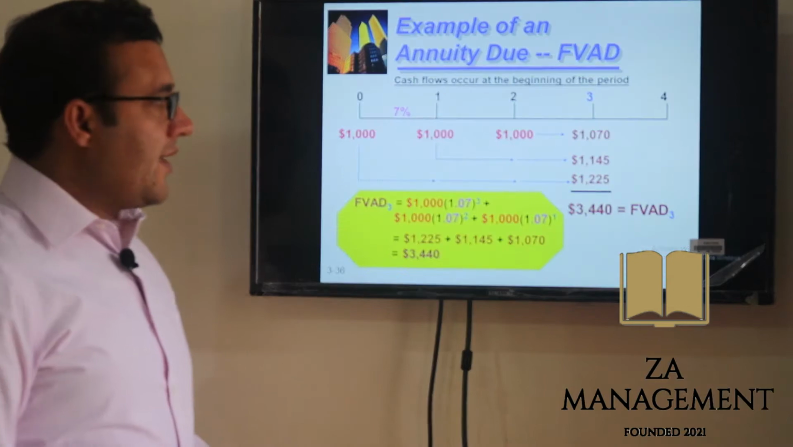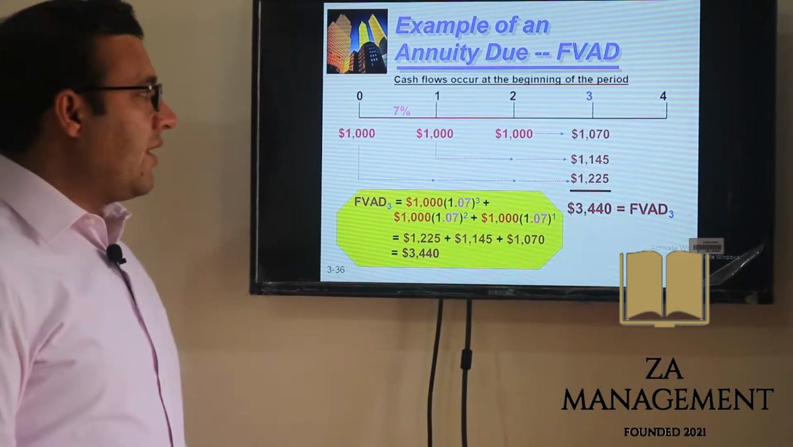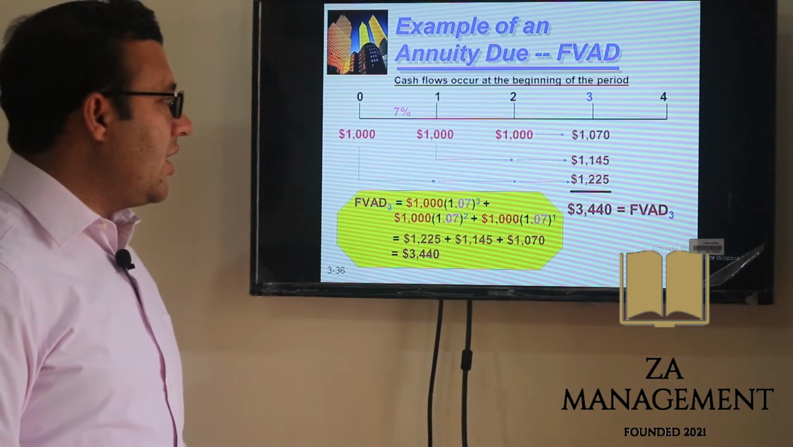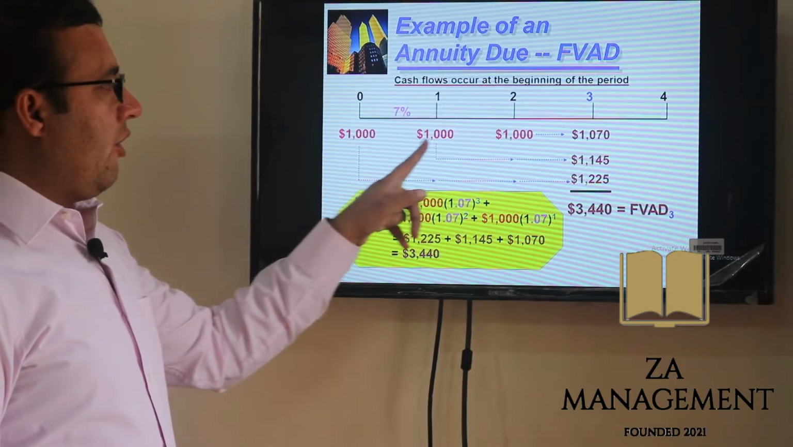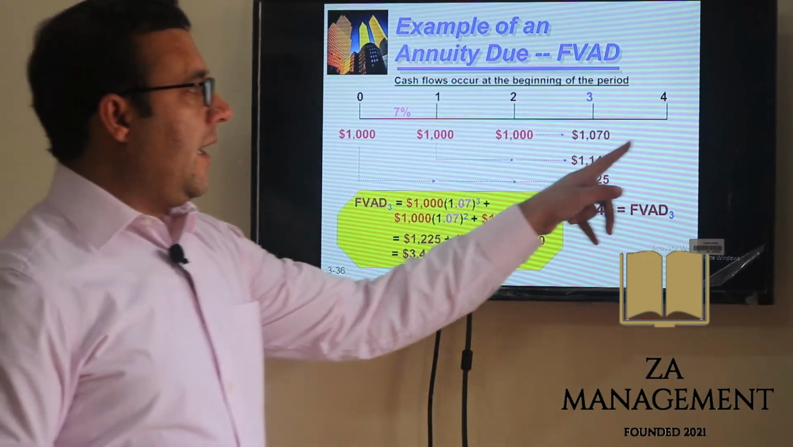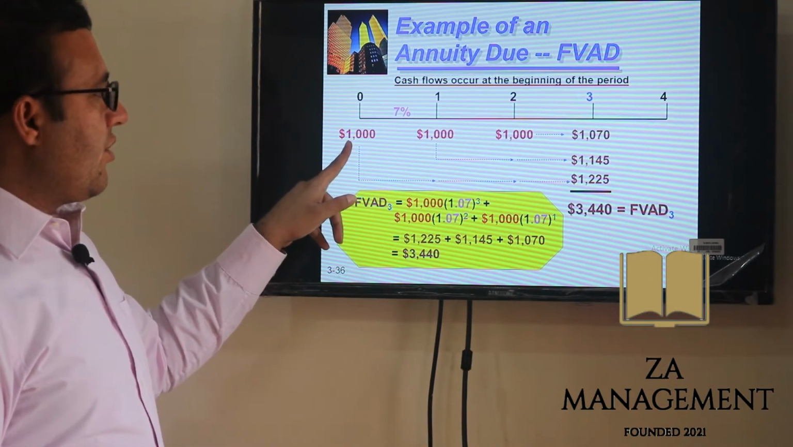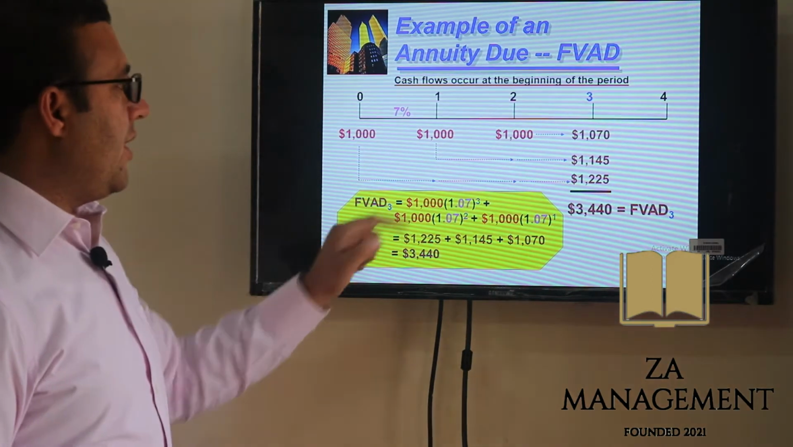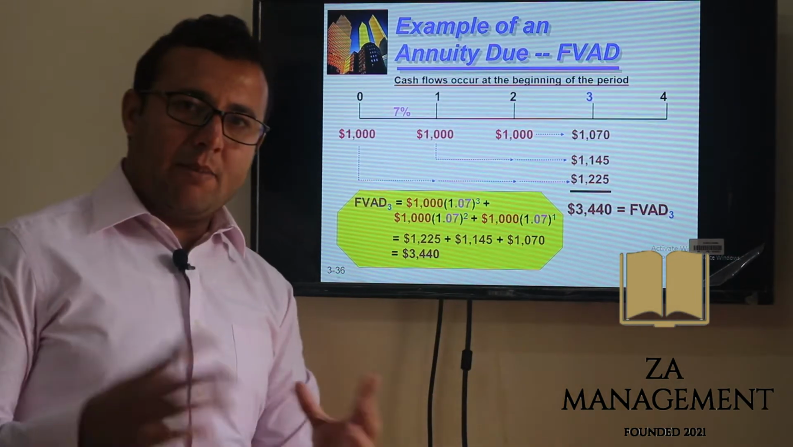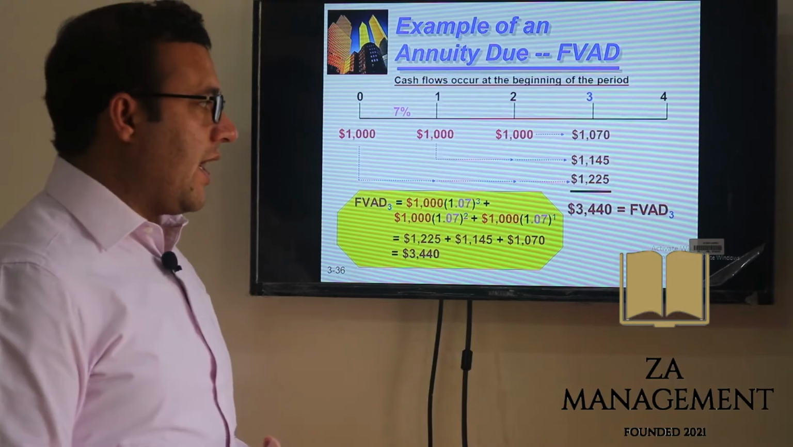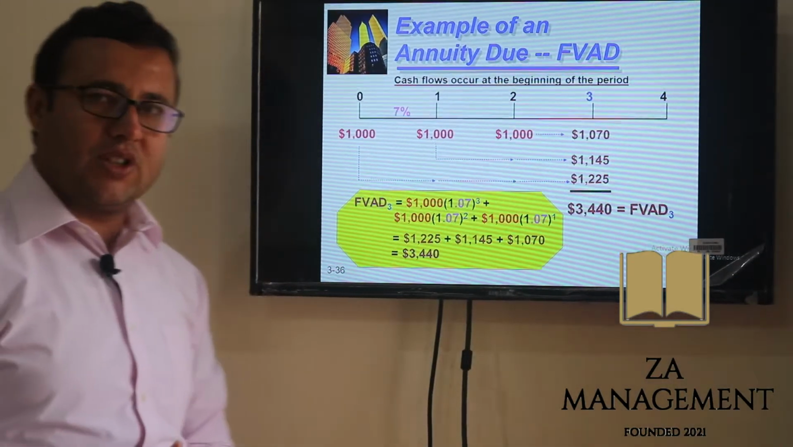Here we have an example of a 3-period annuity due, with $1,000 for each installment. We will calculate the future value of all these three installments at the end of period number 4. This amount is to be compounded for 3 periods, this one for 2, and this one for 1 period. Then summing the future values of these installments gives us the future value of the annuity due, which is 3,440 in this case.